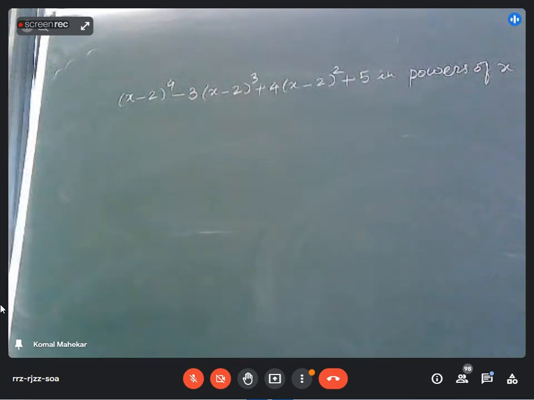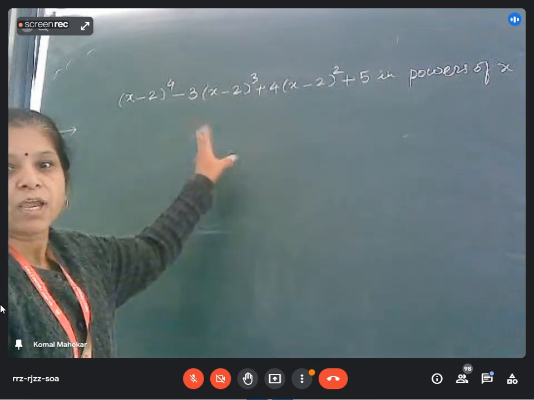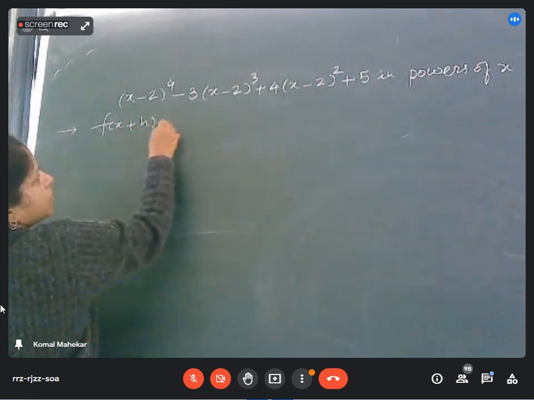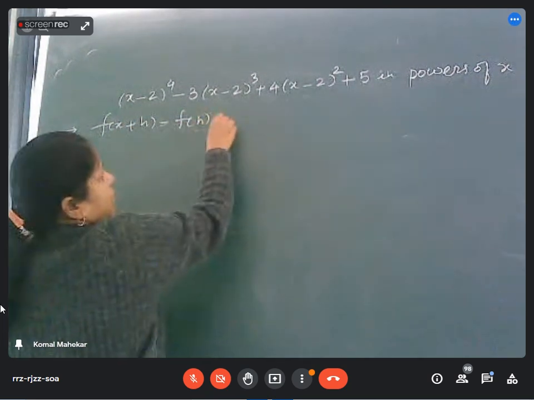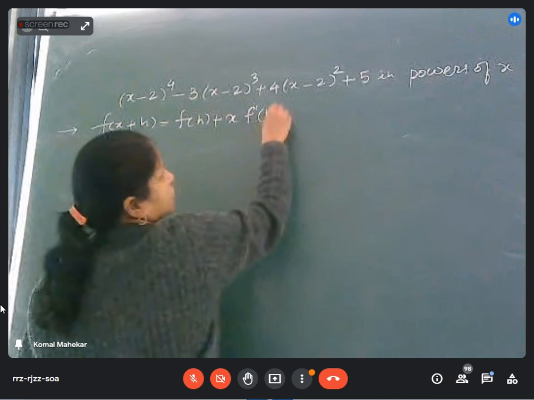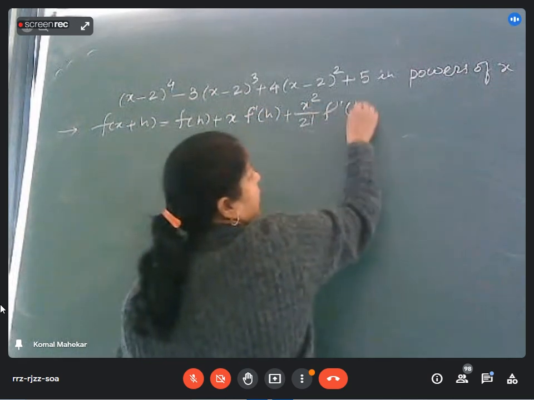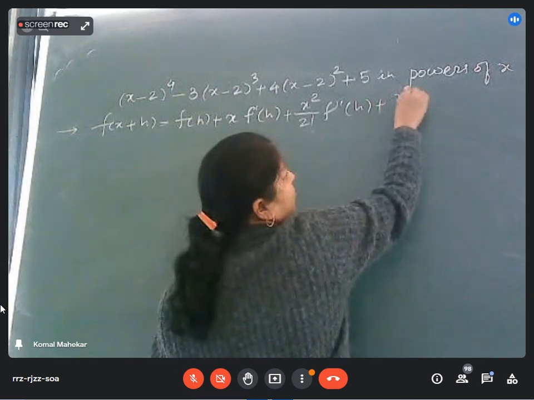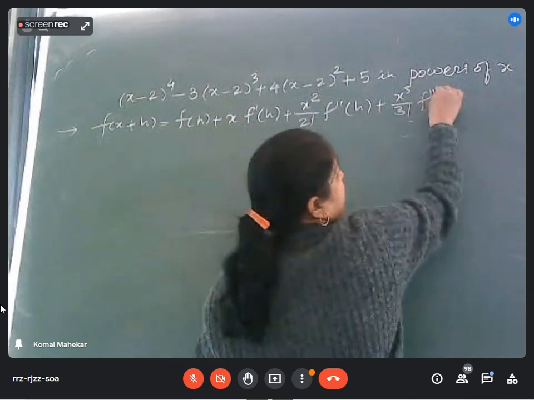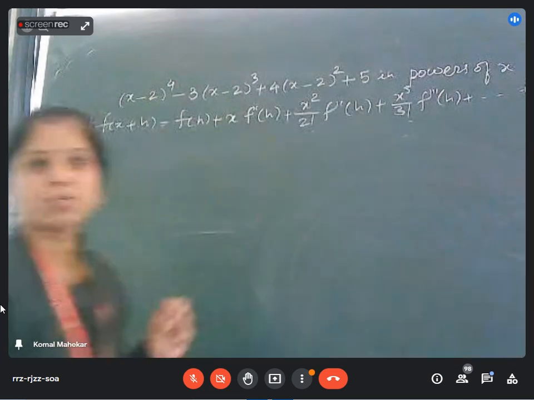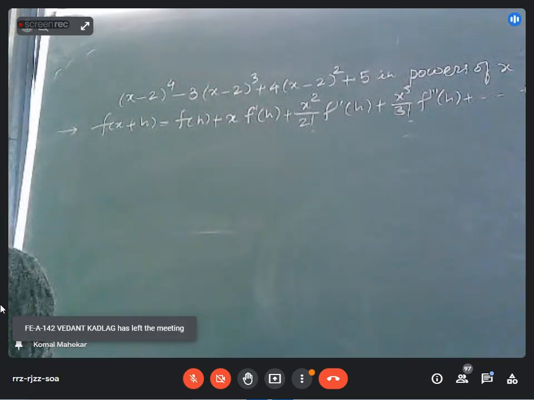So our formula is the expansion of the function f x in power of x, given by f of x plus h equal to f of h plus x into f dash of h plus x square by 2 factorial f double dash of h plus x cube by 3 factorial f triple dash of h and so on. Okay, this is the formula. Now we will put the value of h.